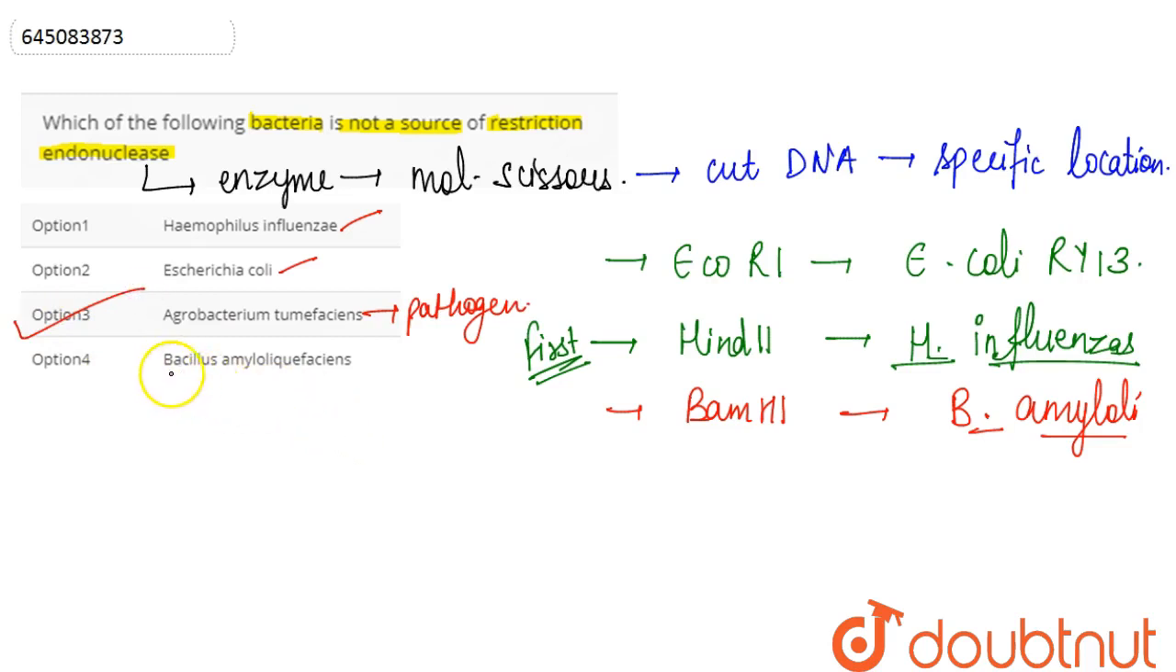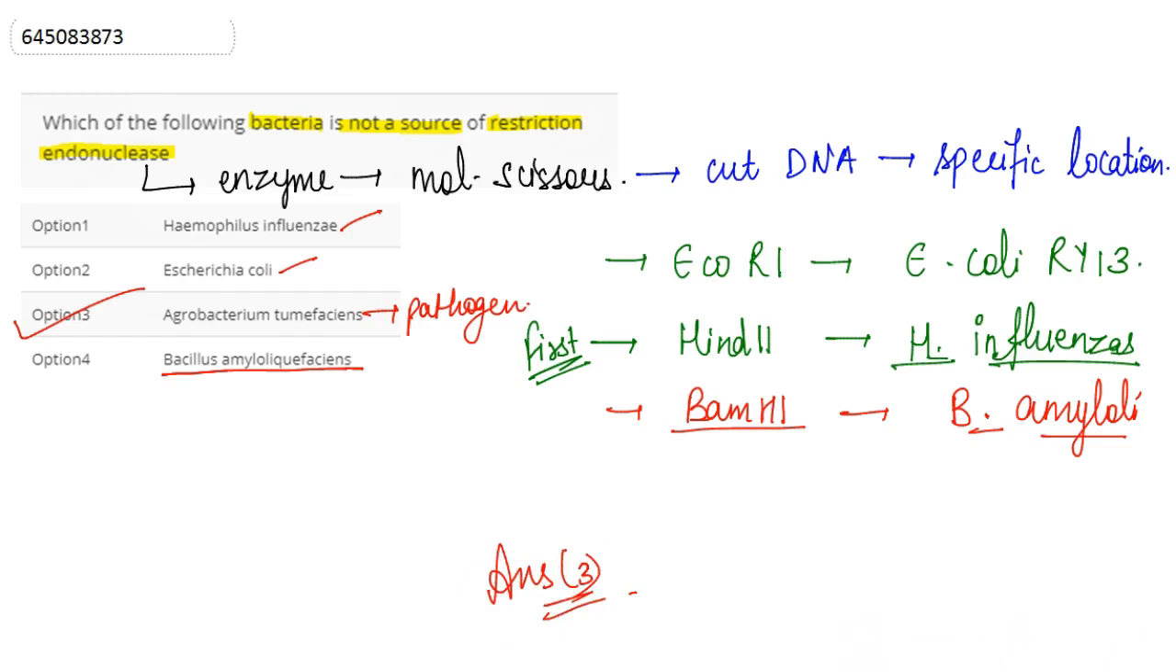And as we talked about, Bacillus amyloliquefaciens produced the enzyme BamHI. So simply we can say that it is option 3. That's our correct answer here.